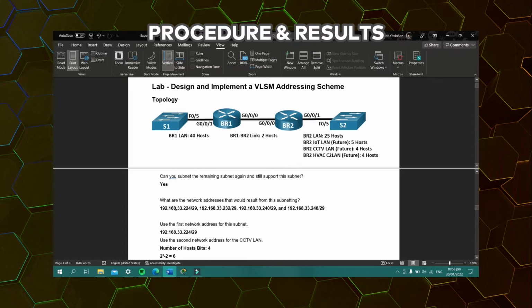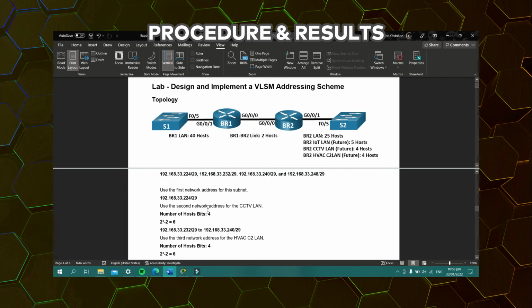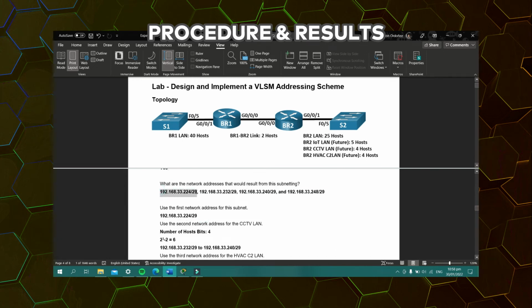What are the network addresses that would result from the subnetting? The answer is 192.168.33.224/29, 192.168.33.232/29, 192.168.33.240/29, and 192.168.33.248/29. Use the first network address for the subnet. So this is the first network address.